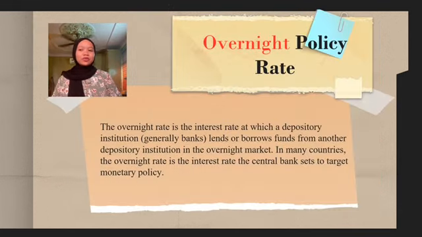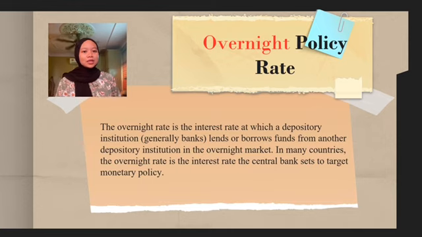So let's move on to the next. Overnight policy rate (OPR) is the interest rate at which a depository institution lends or borrows funds from another depository institution in the overnight market. In many countries, the overnight rate is the interest rate the central bank sets to target monetary policy.